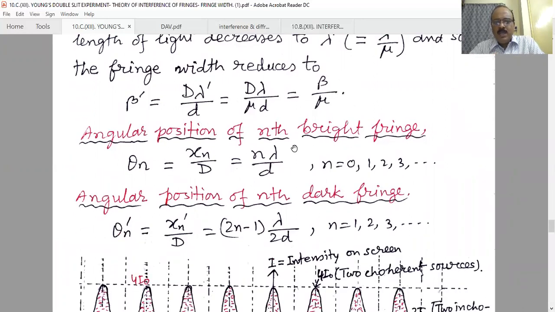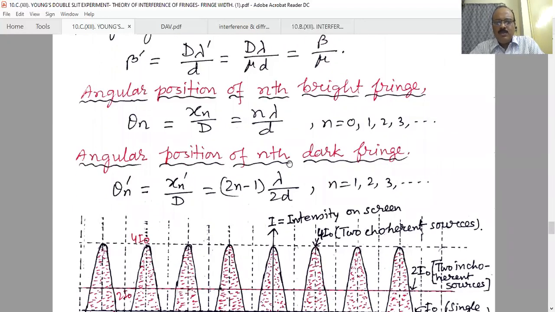Angular position of the nth bright fringe, that means theta n, is x n divided by d, since s is equal to r theta according to this formula. Theta is s by r, where s in this case is the arc, and d is the radius. So theta n, the nth position, is x n divided by d, and x n by d is nothing but n lambda by d if we put the value of x n, where n is equal to 0, 1, 2, 3, 4. These are the angular positions.